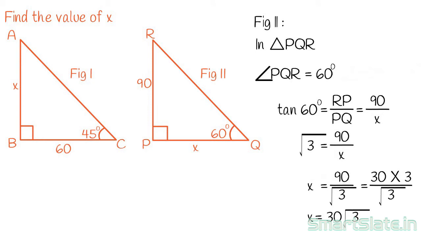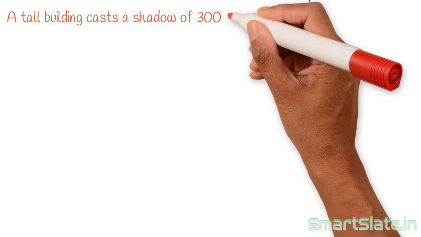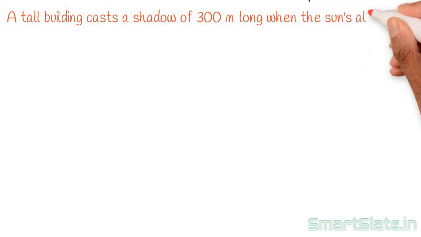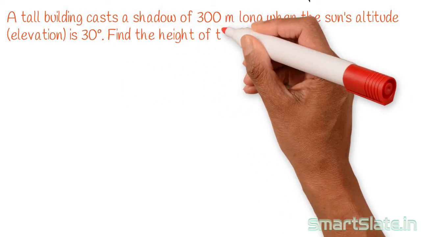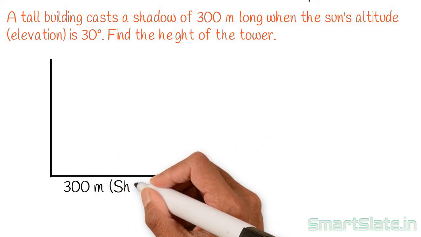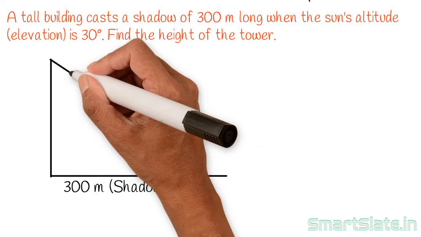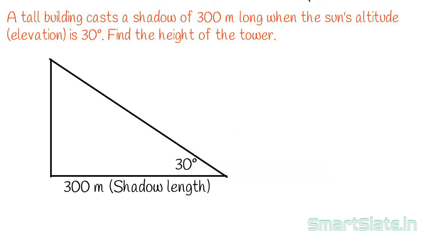Let's solve another problem. A tall building casts a shadow of 300 meters long when the sun's altitude or elevation is 30 degrees. Find the height of the tower. There is a shadow of the building of length 300 meters. The sun ray makes an elevation of 30 degrees. Remember, when we say elevation or depression, it will be with respect to ground level. So, an elevation of 30 degrees looks like this.